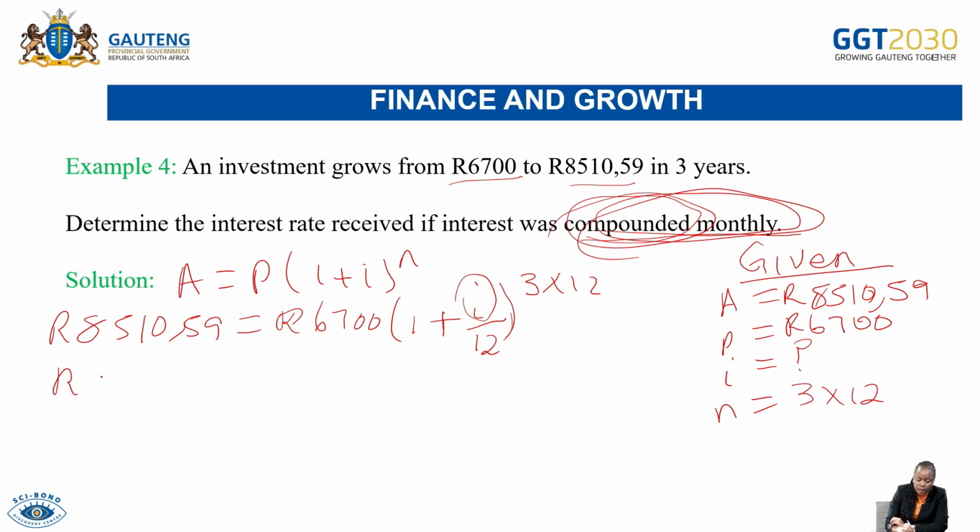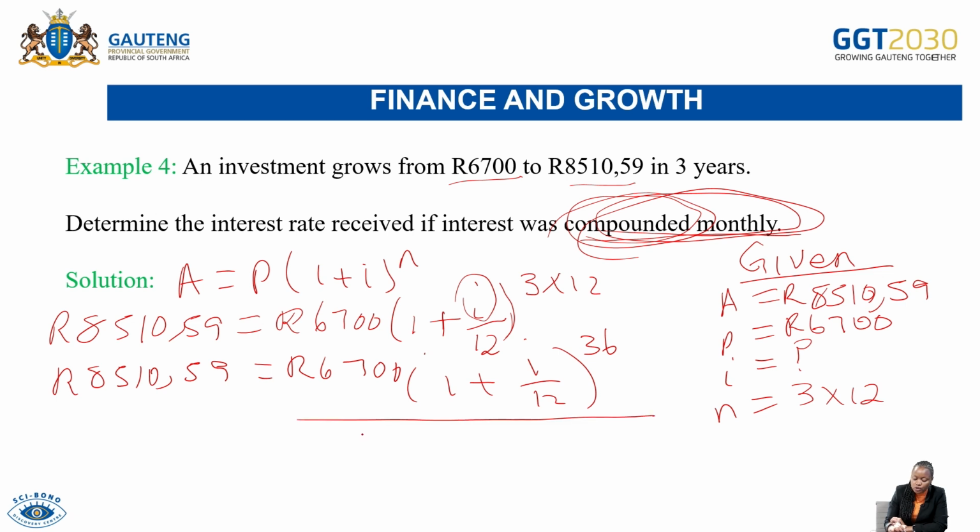So you've got your 8,510.59 equals the 6,700, 1 plus the I all over 12 to the exponent 36. Okay, so first things first, I am going to divide by the 6,700. I need to get rid of the P. So 6,700 divided by 6,700, I am going to get a 1, right?